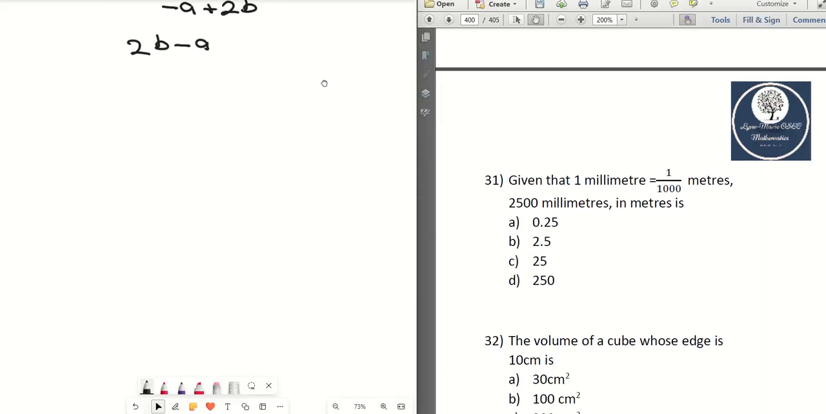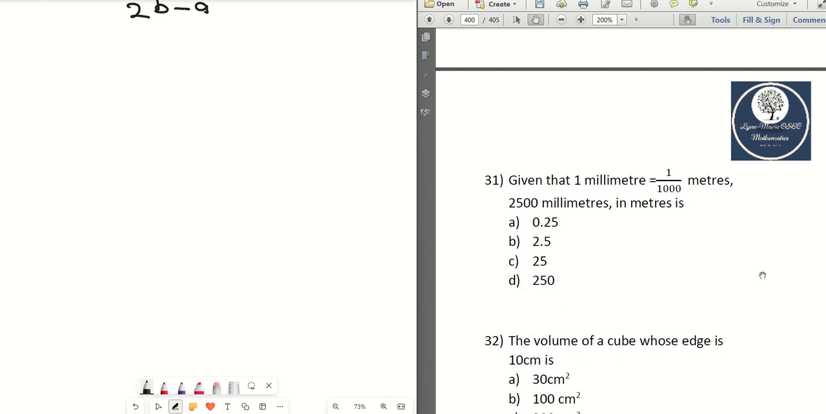It says, given that 1 millilitre is equal to 1 over 1,000 litres, how much is 2,500 millilitres? That means you just multiply this by this, and it'll be 2.5, right? If you do that in your head, you just divide by 1,000. You shift your decimal point 3 places to the left. So that is 1, 2, 3. So the decimal point is now between 2 and 5. So again, the answer for number 31 is B.